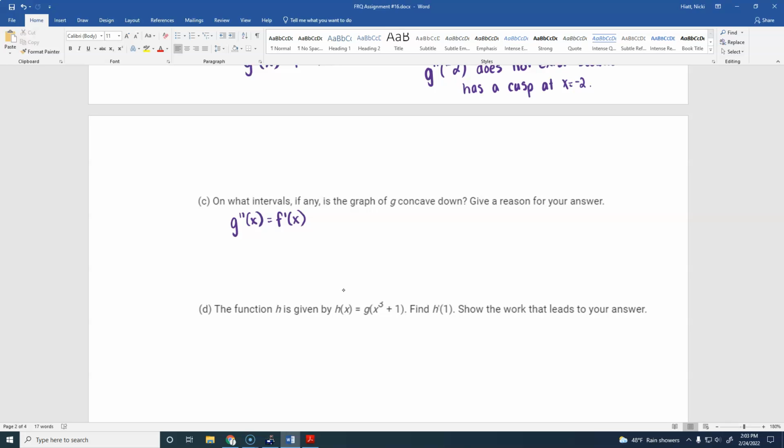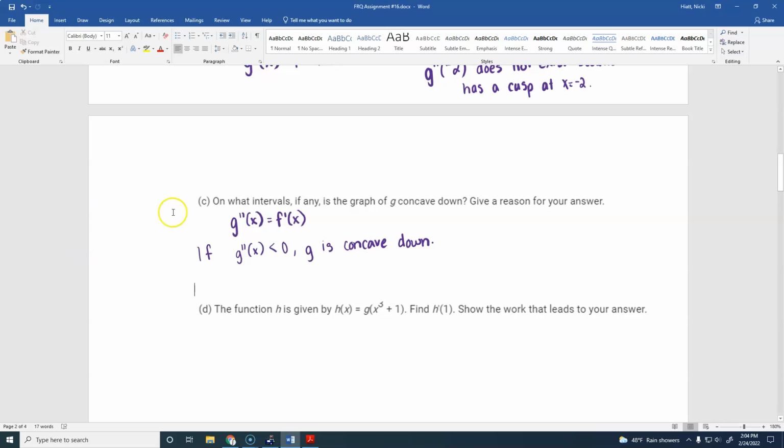So, all right, we know if G double prime of x is less than 0, G is concave down, right? But we don't have the graph of G, so we can't answer this problem from the graph of G.